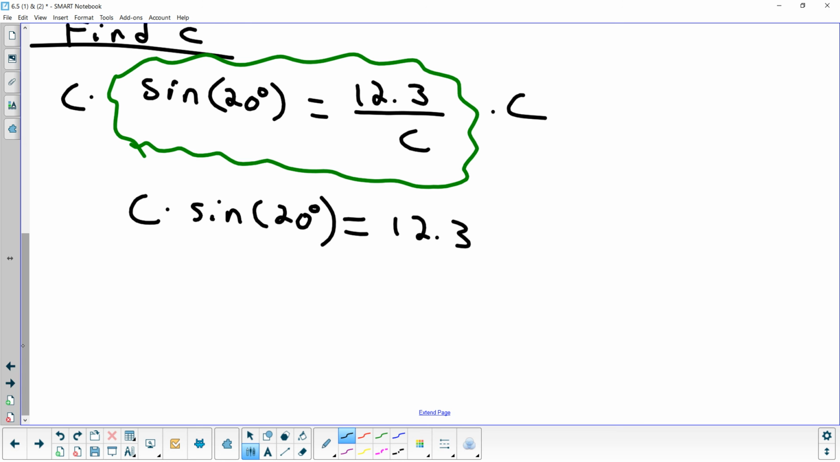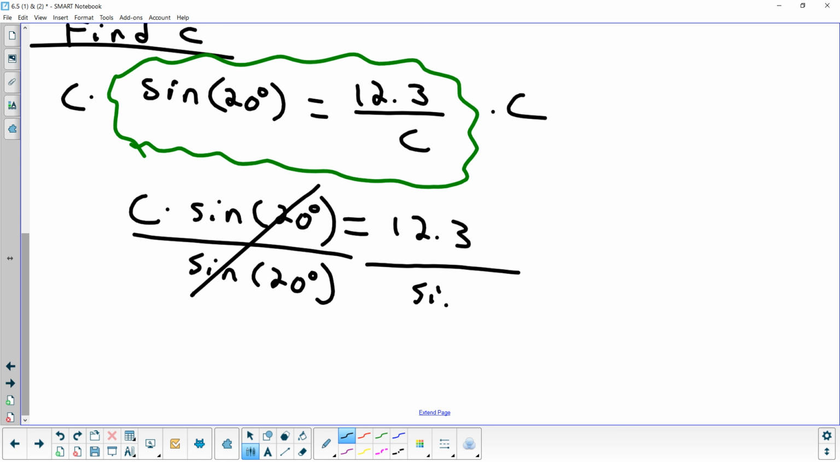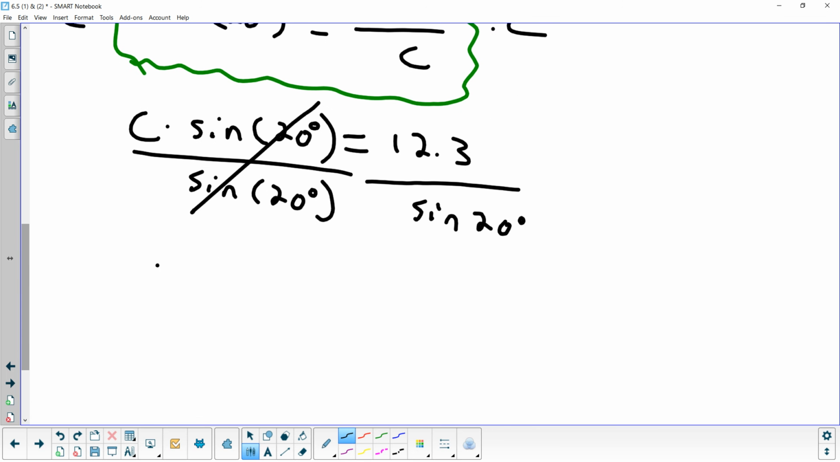So at least I don't have a fraction anymore, but I still don't have C by itself. Anybody see what the last step would be to get C by itself? Chris? Divide by the sine of 20 degrees. Yeah. Divide each side by the sine of 20 degrees. That would cancel, and you would get sine of 20 on the other side. So look at what you have now. C equals 12.3 divided by the sine of 20.